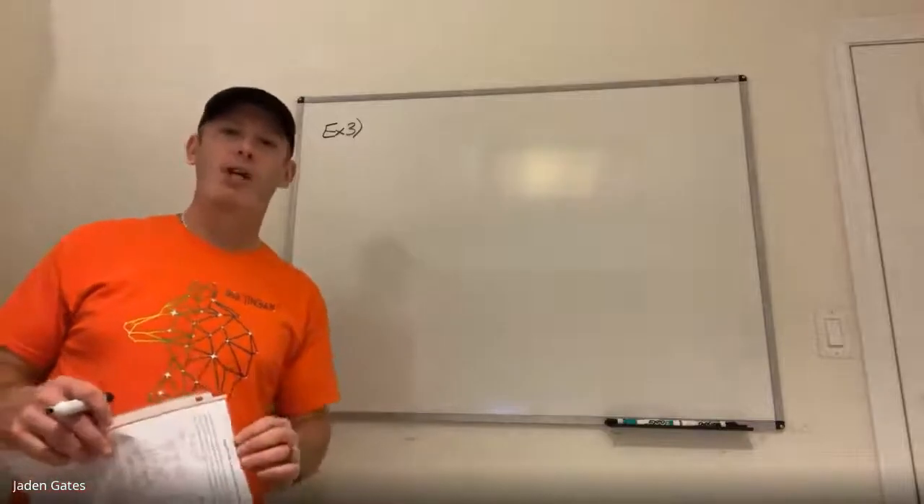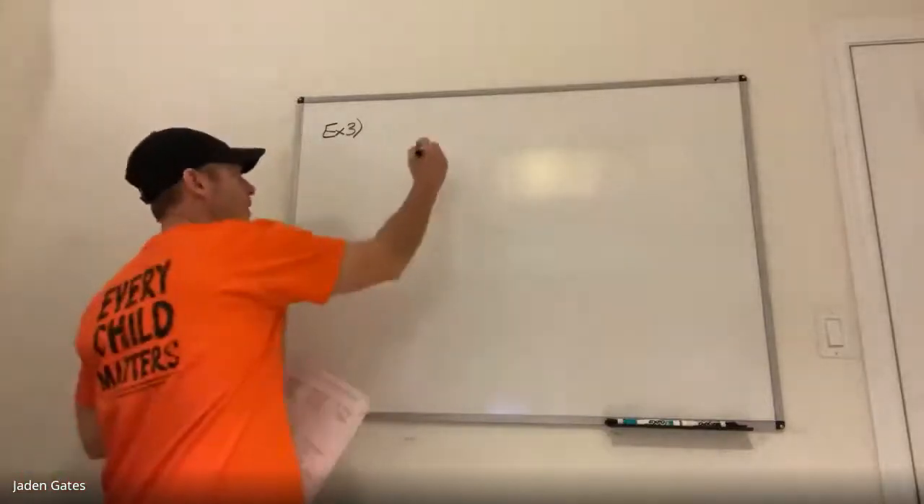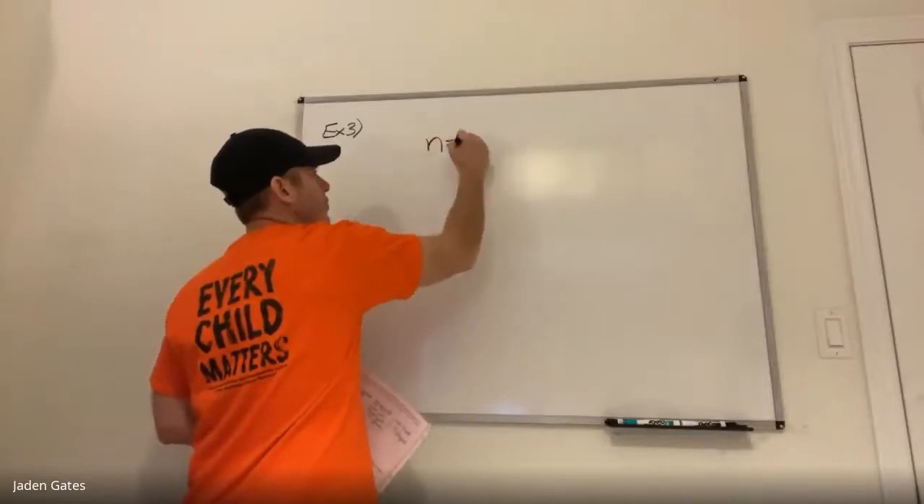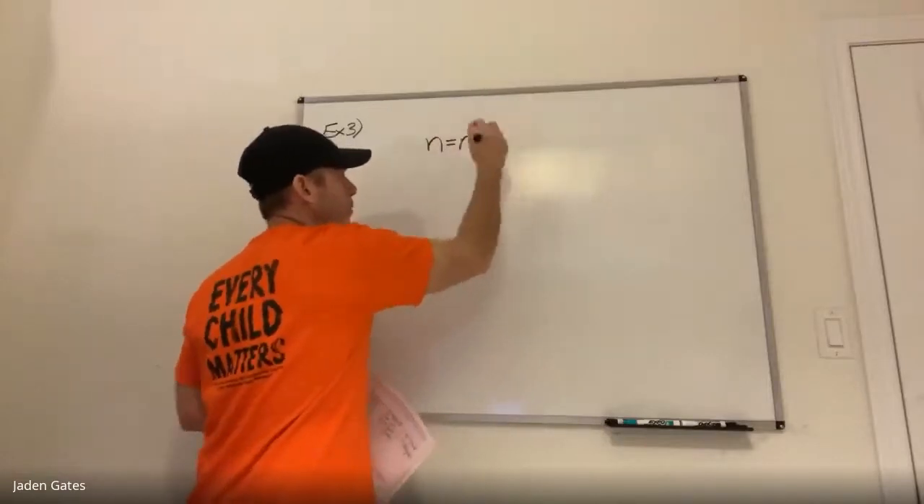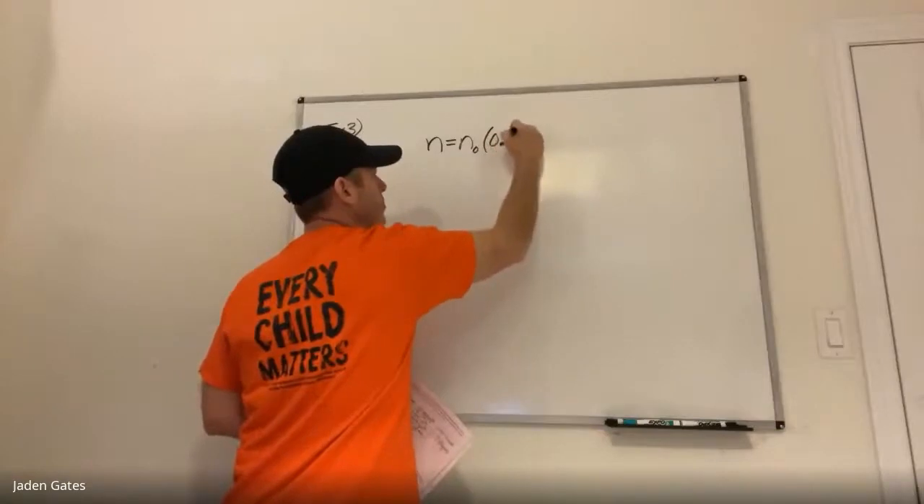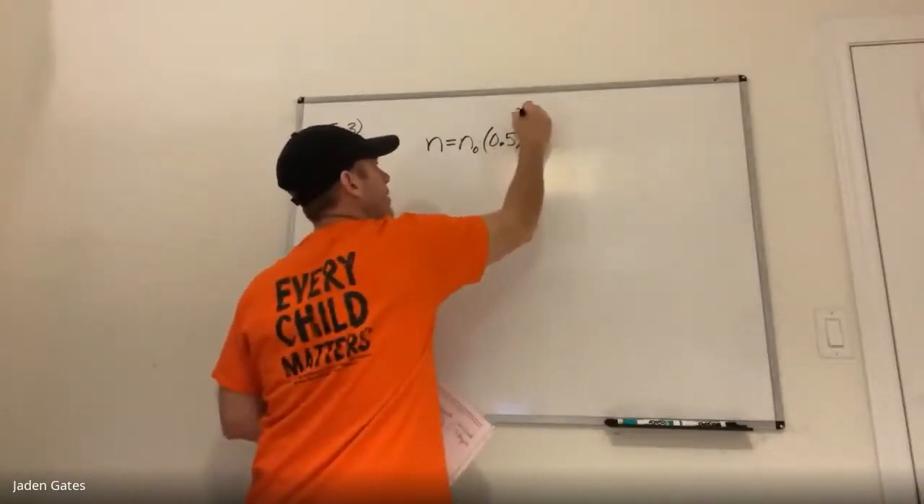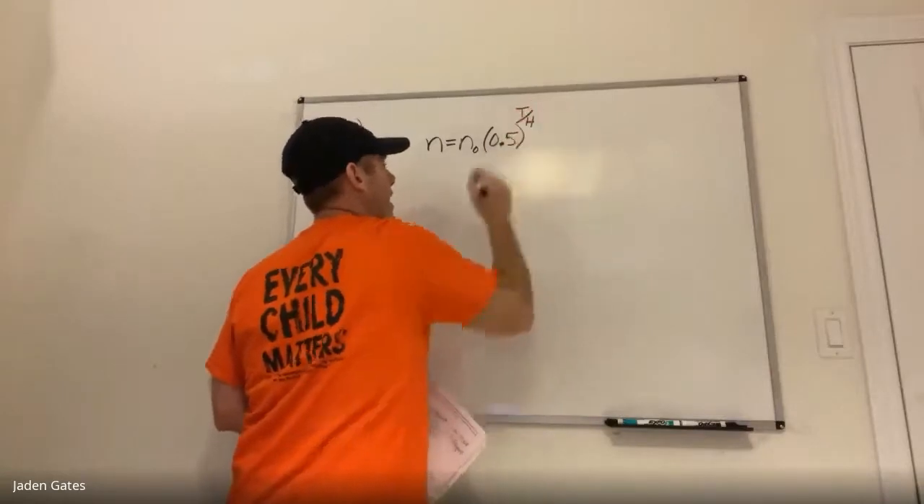Now, again, this is talking about half-lives. And so we have our half-life formula, which is N is equal to N naught. Again, the multiplying factor is 0.5 because we're talking about half-lives. And our exponent is the time divided by the half-life.